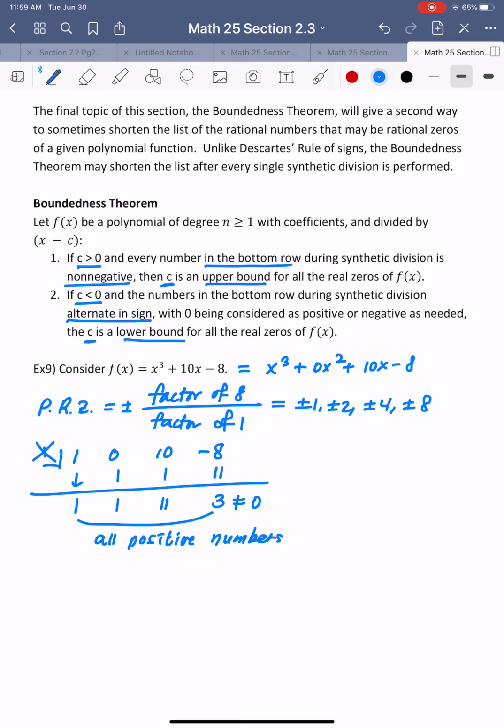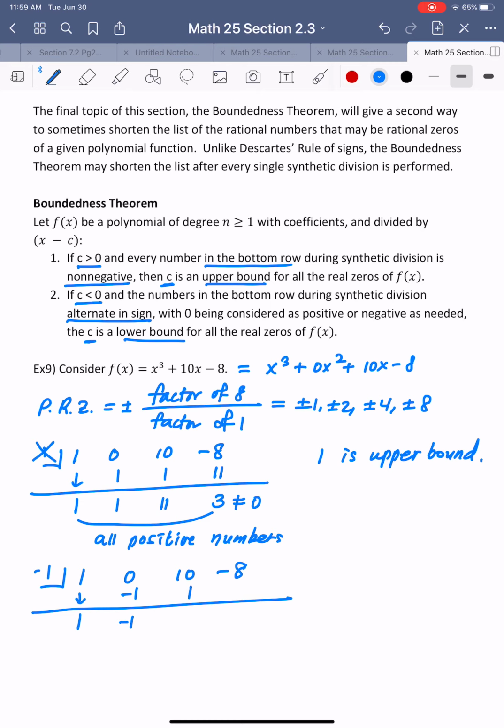That means 1 is the upper bound, so we don't have to try the 2, 4, 8 as positives. Now go to the lower bound: 1, 0, 10, and negative 8, and I'll start with negative 1. So that's 1, negative 1, negative 1, 1, 11, and negative 11, negative 19.